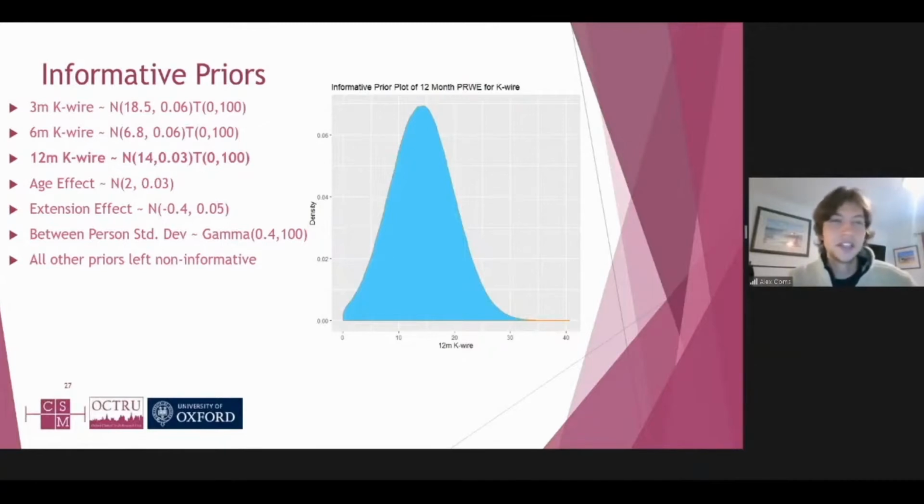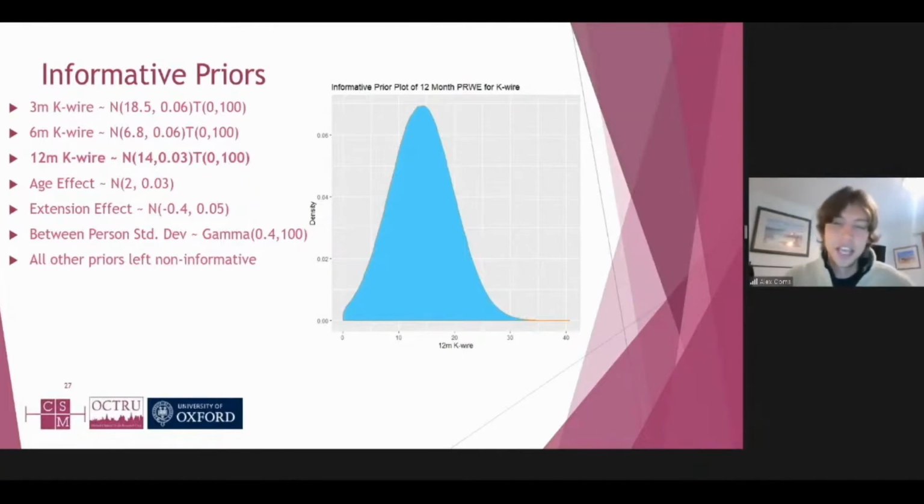You can see that for the time point estimates 3, 6, and 12, I've truncated the prior from 0 to 100. This is because the PRWE only runs from 0 to 100. So it doesn't make sense to waste any probability mass, or probability density, outside of that range. So that's why I've truncated them. Whereas for age and extension, I don't mind seeing a negative effect. There might be a negative effect. So I've set these to be unbounded normals. And then I've left all the other priors non-informative.